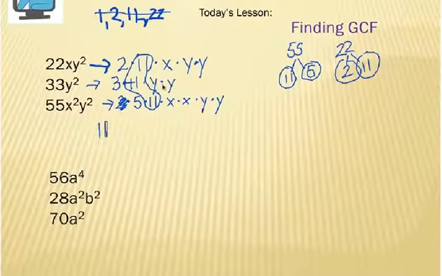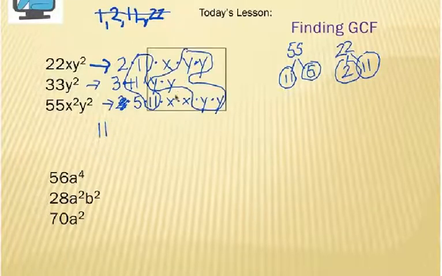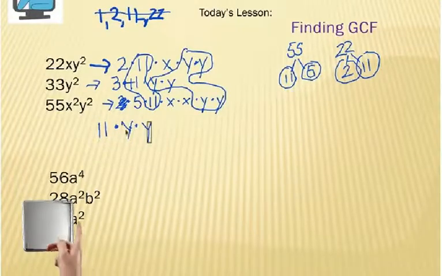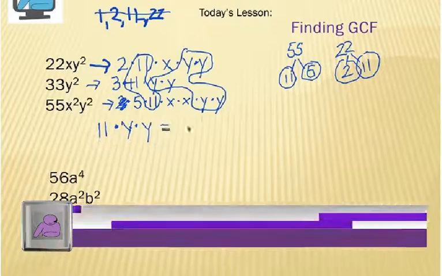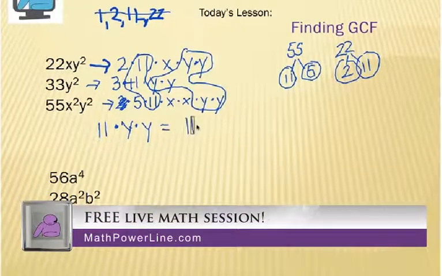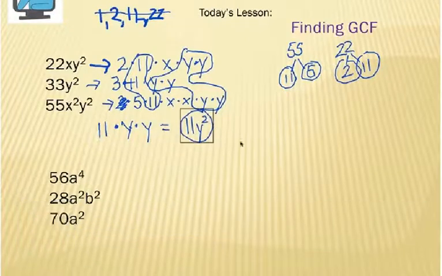Then I look at the variable parts, the x's and the y's, and there isn't a single x in all three lists, so I can't have any x's in my answer. But then I notice that there's a pair of y's in all three lists. So just to save time, let's do those at the same time. You're going to have a y and another y in your answer. So 11 times y times y gives you 11y squared.